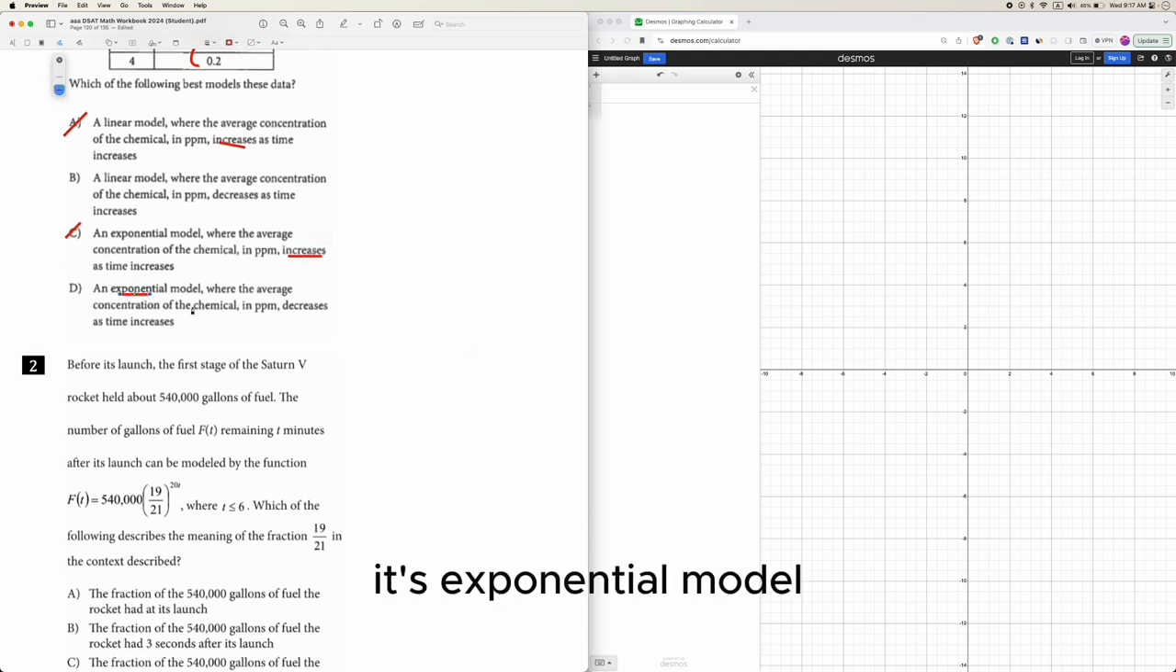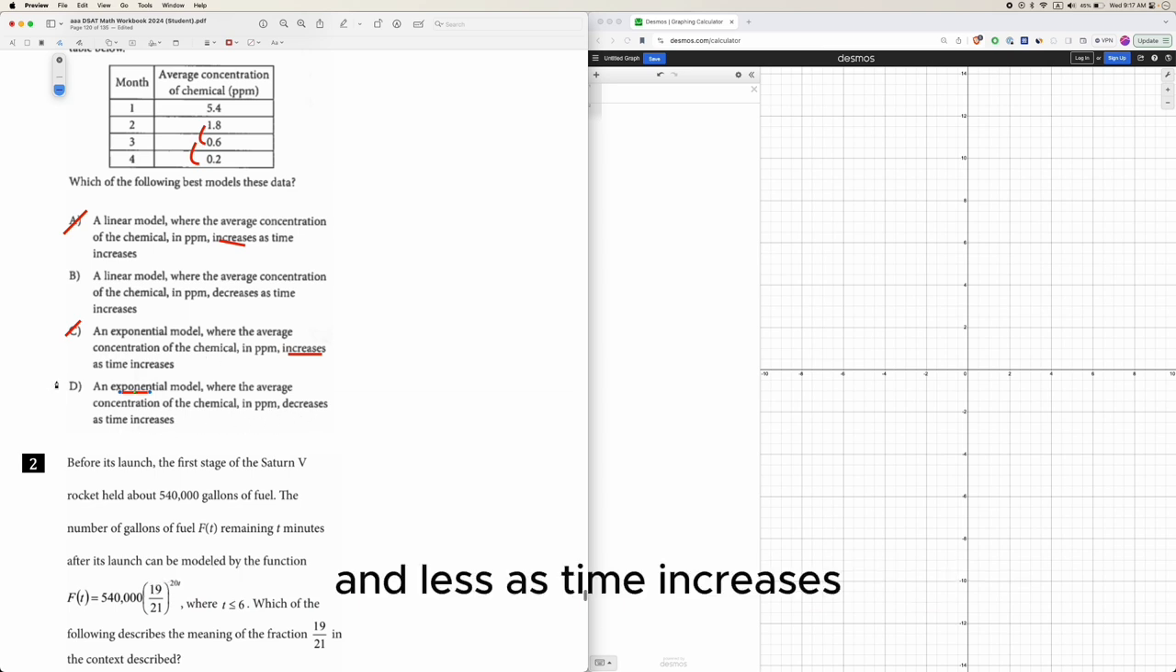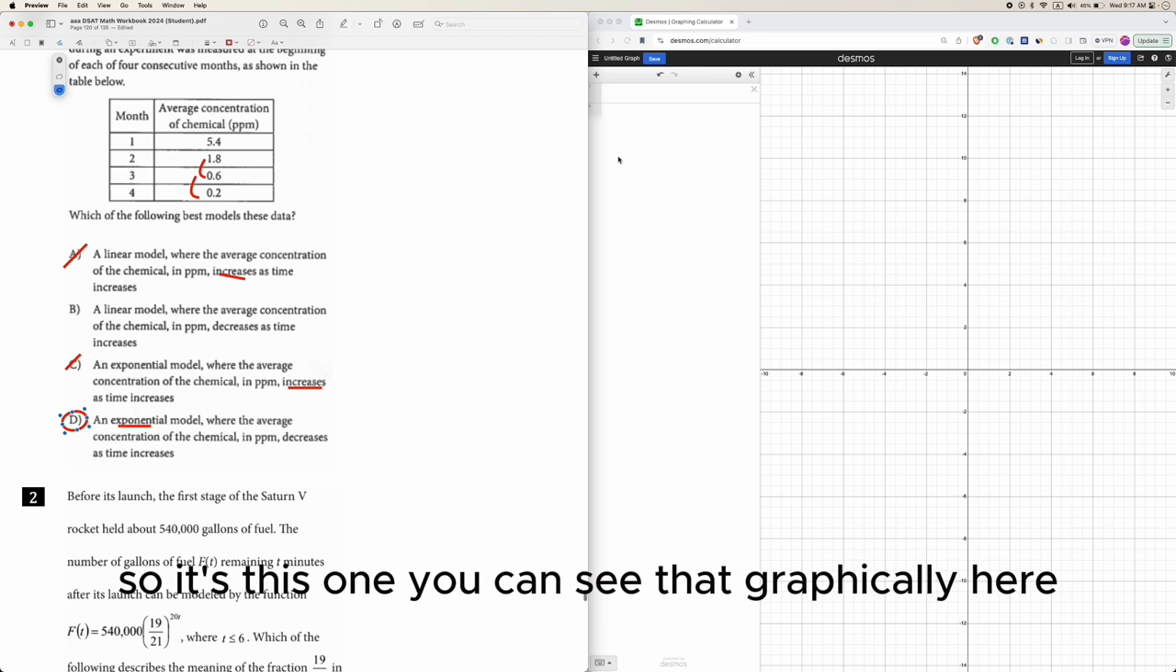It's an exponential model, and the average concentration is getting less and less as time increases. So it's this one. And we can see that graphically here.